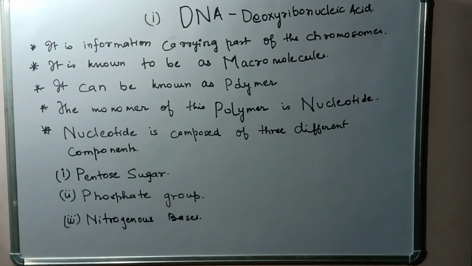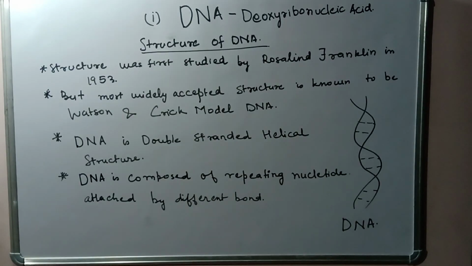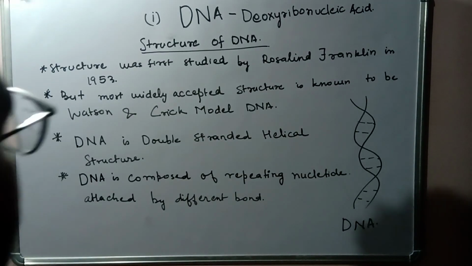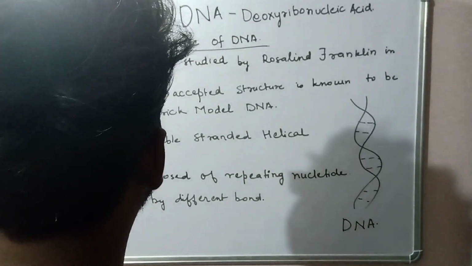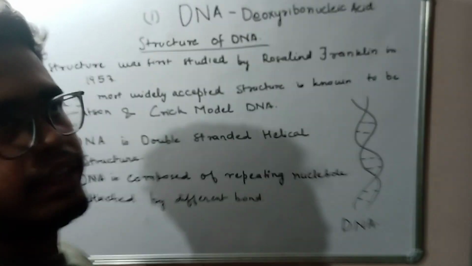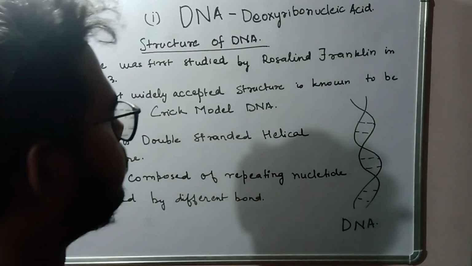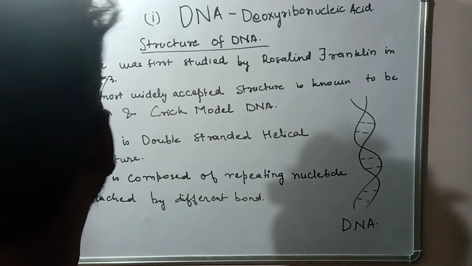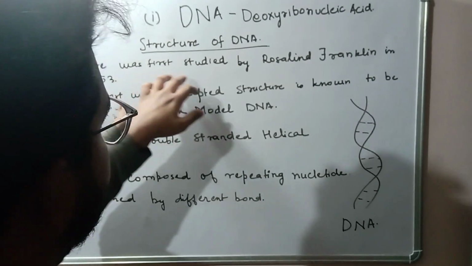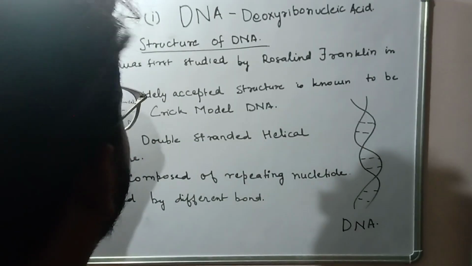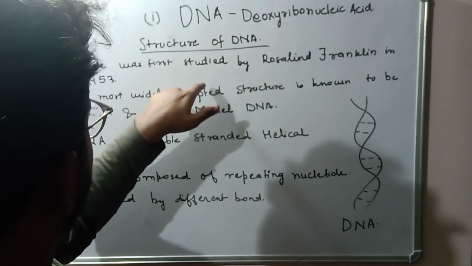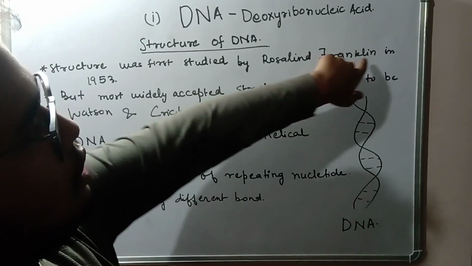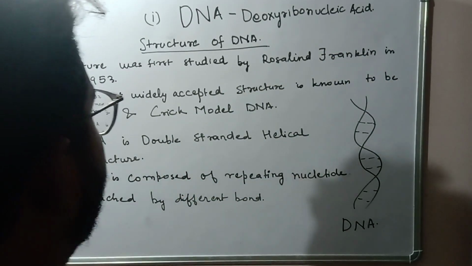Now we will talk about the structure of DNA. The structure of DNA is like a double-stranded helical structure. It is like this. Now we will see who first studied the structure of DNA. The structure of DNA was first studied by Rosalind Franklin in 1953.